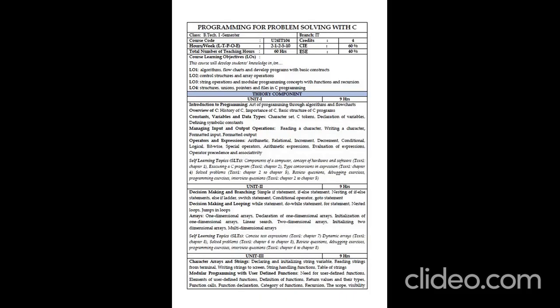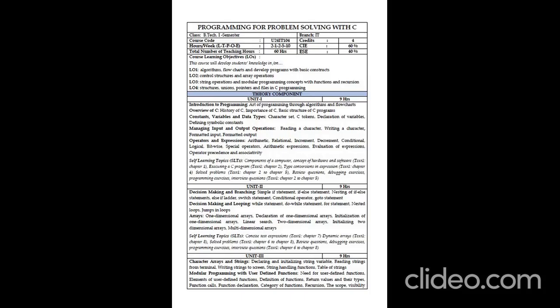And the array concept also will be covered in the second unit. In that we will cover one-dimensional arrays, declaration of one-dimensional arrays, how to initialize the values for one-dimensional arrays, how we can perform linear search, and two-dimensional arrays, how to initialize the values for two-dimensional arrays, and what is a multi-dimensional array, and how we can use multi-dimensional arrays in C programming. With that, a few self-learning topics also will be covered in Unit 2.